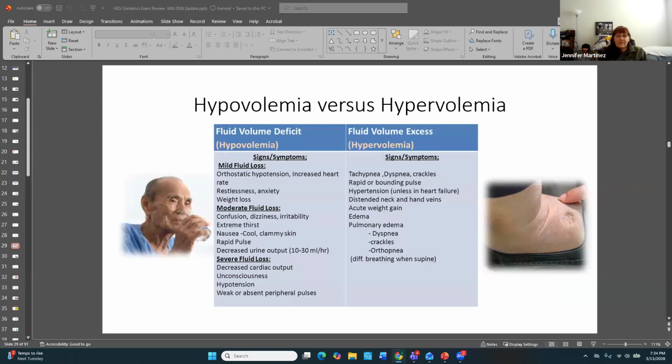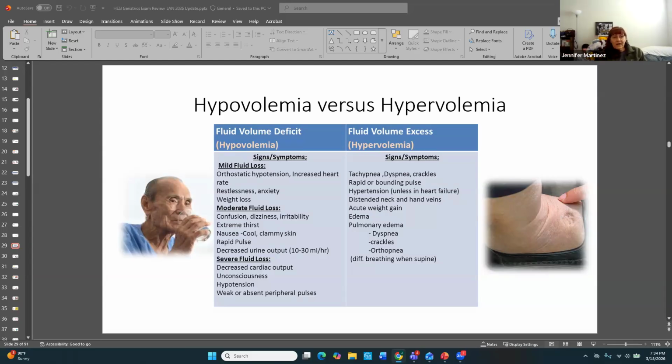So hypervolemia versus hypovolemia. We talked a little bit about the fluid volume deficit. Restlessness and anxiety may also be a symptom of hypovolemia, as is cool, clammy skin, decreased cardiac output, unconsciousness, hypotension, weak or absent peripheral pulses can occur when we get to more severe fluid losses.